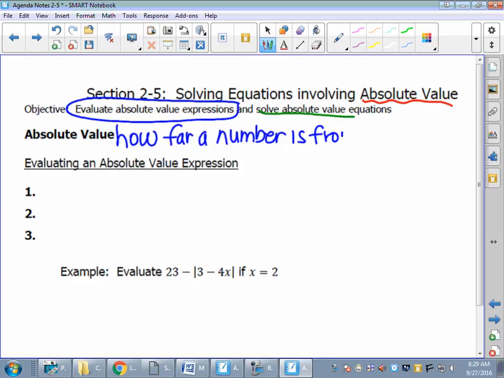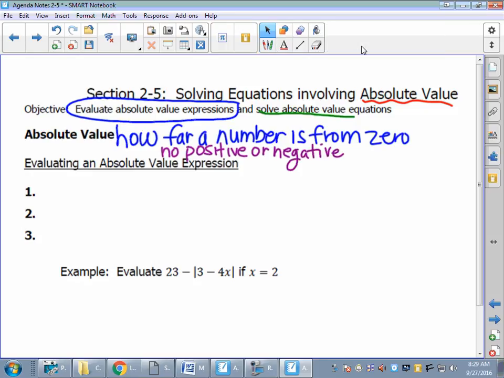We don't care what direction, so we don't deal with positives or negatives. It's just how far it is. So in other words, 3 on a number line is 3 units away from 0. Well, -3 on a number line is also 3 units away from 0. So we don't care if we're going in the positive or negative direction. We only care that the absolute value of -3 is 3, and the absolute value of +3 is 3.